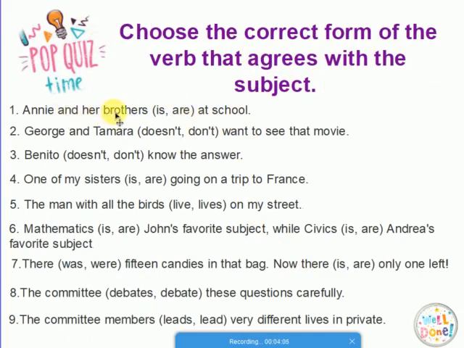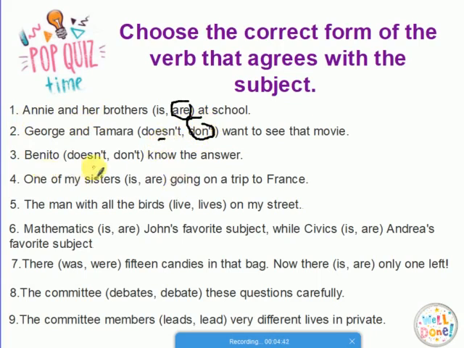Annie and her brothers are at school. Who are at school? Annie and her brothers. Is the subject singular or plural? Plural. Good. Therefore, I need to choose are. 2. George and Tamara don't want to see that movie. Who don't want to see that movie? George and Tamara. Therefore, a plural subject needs a plural verb. Remember, in plural, I don't add es to the verb.